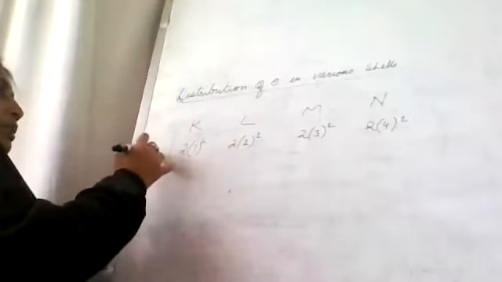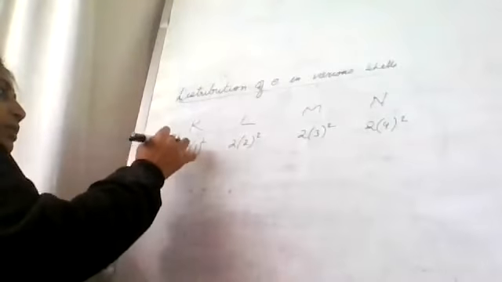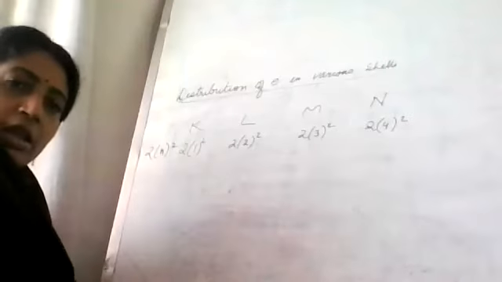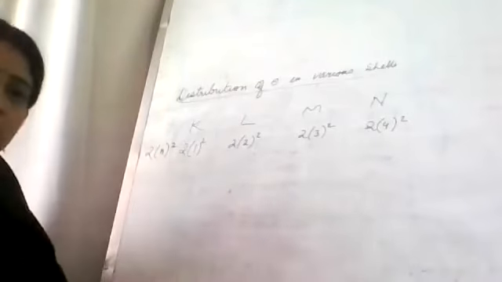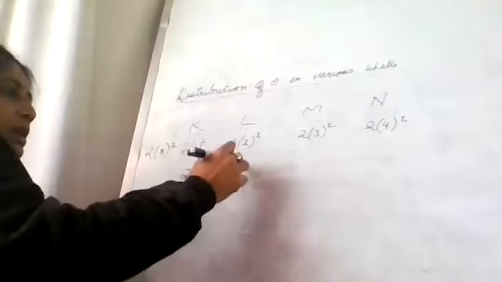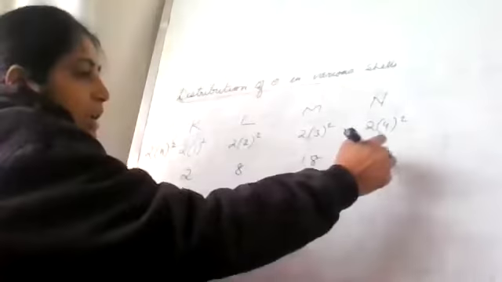So, 2n square. What is the total number of electrons or capacity of a shell? That is 2n square. So in this regard, K will contain how many? 2, L, 8, 18 and 32.